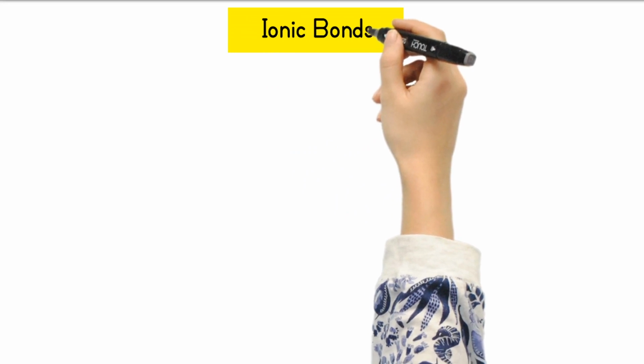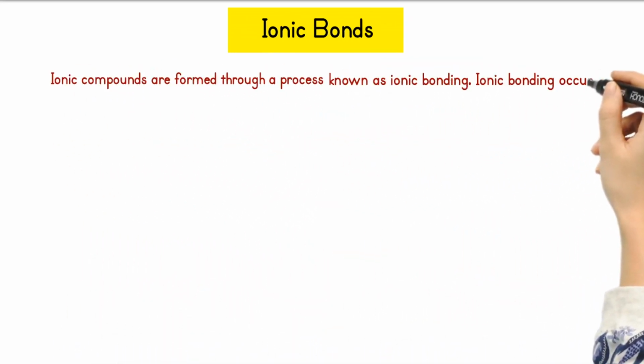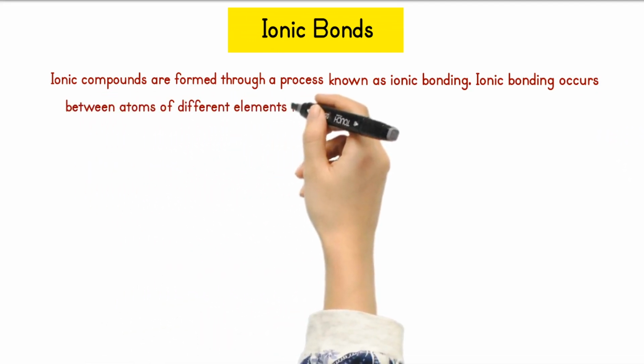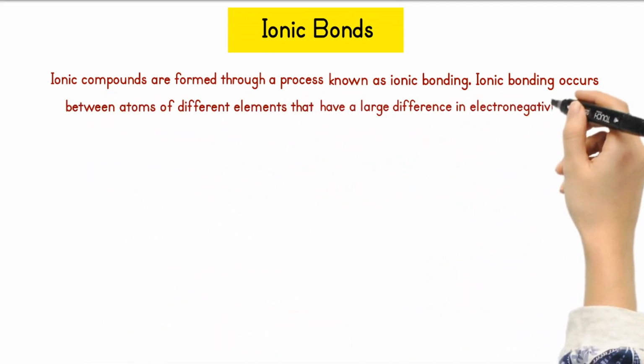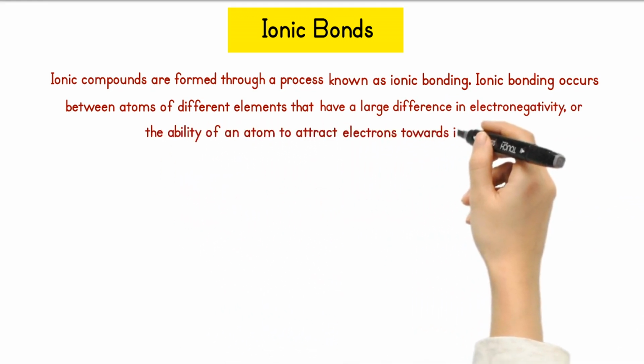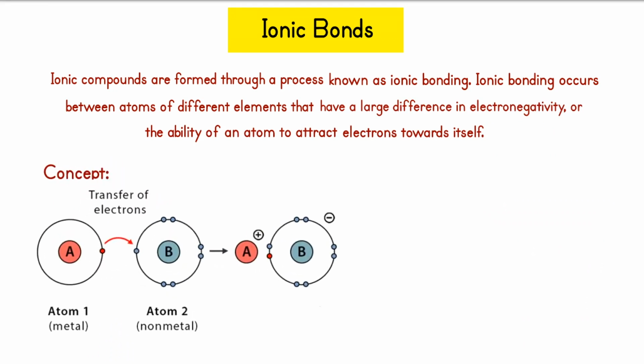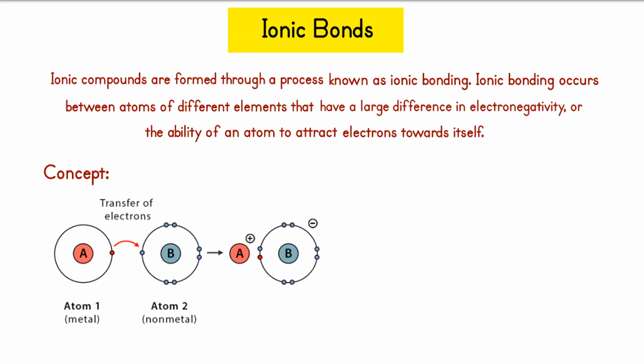Ionic bonds. Ionic compounds are formed through a process known as ionic bonding. Ionic bonding occurs between atoms of different elements that have a large difference in electronegativity, or the ability of an atom to attract electrons towards itself. In ionic bonding, one atom, typically a metal, loses one or more electrons to become a positively charged ion or cation, while another atom, typically a nonmetal, gains one or more electrons to become a negatively charged ion or anion.